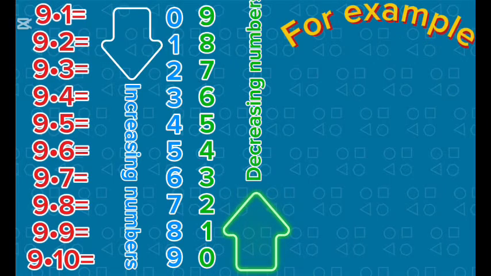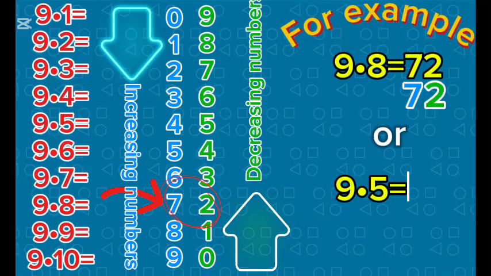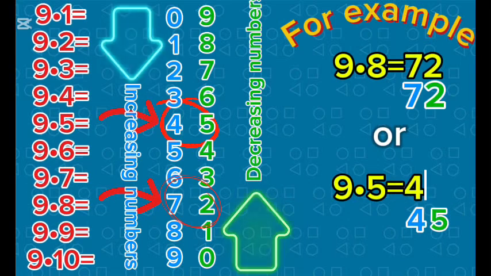For example, 9×8 equals 72, or 9×5 equals 45.